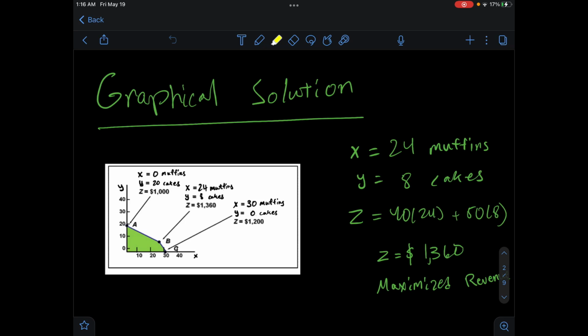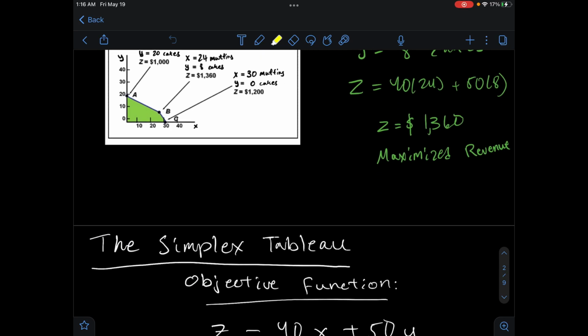But at point B, where we have 24 muffins and 8 cakes, that's the most revenue possible, $1,360. That is us using the optimal amount of resources to make the optimal amount of products to maximize revenue. Now let me go in depth about the simplex tableau.